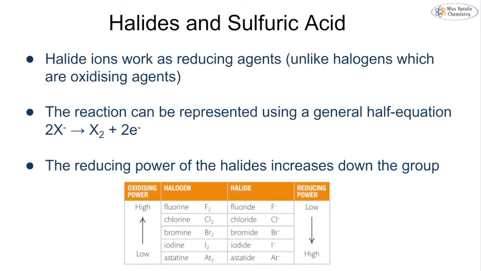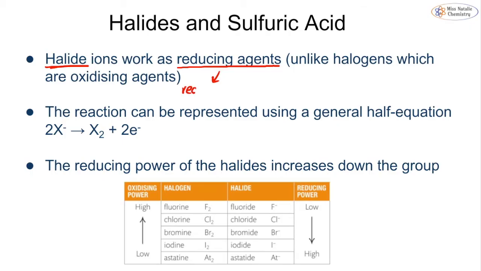Now let's look at the reaction of the halides specifically with sulfuric acid. Now, it's important that we can distinguish between the halides and the halogens. Halogens will act as oxidizing agents, so they will cause something else to be oxidized. The difference here is a halide ion is going to react as a reducing agent.